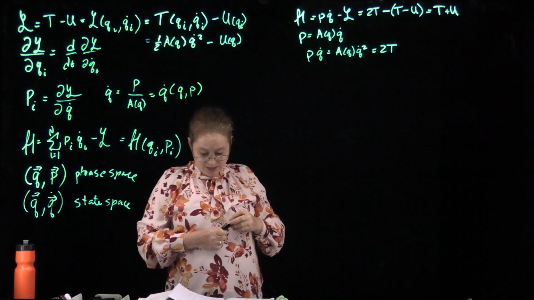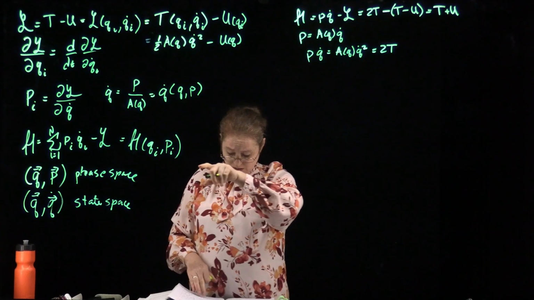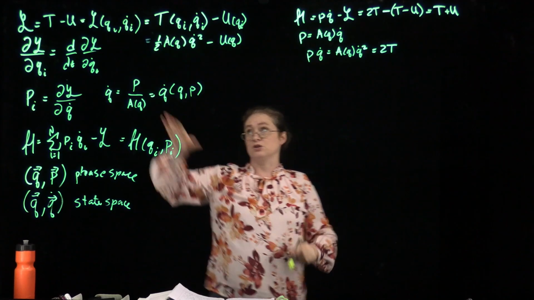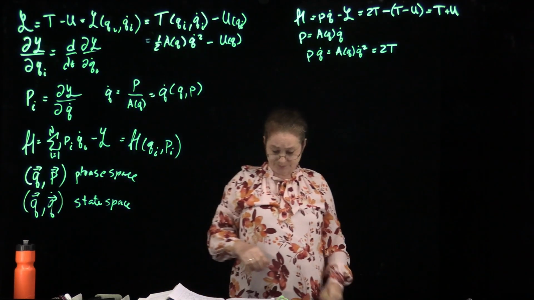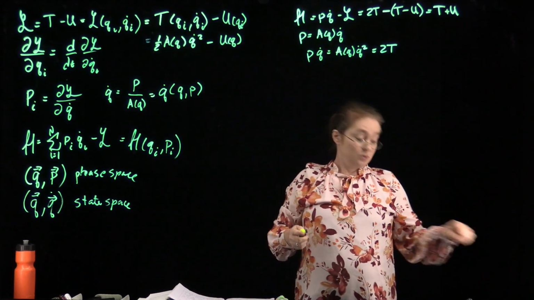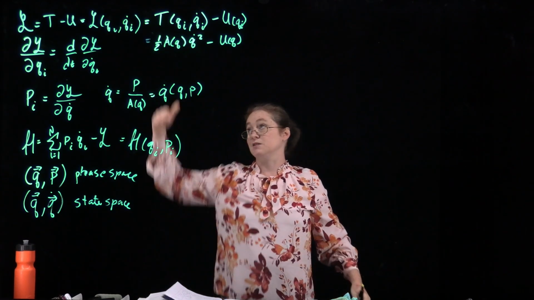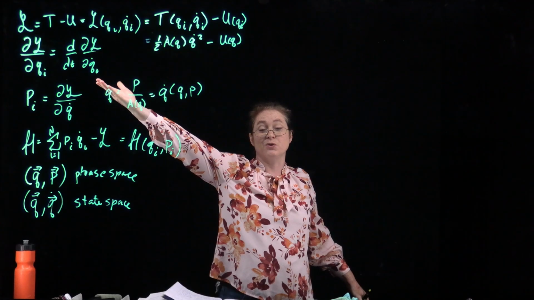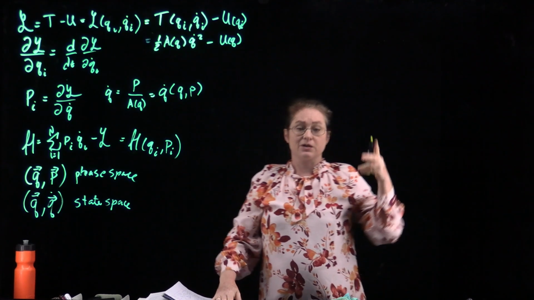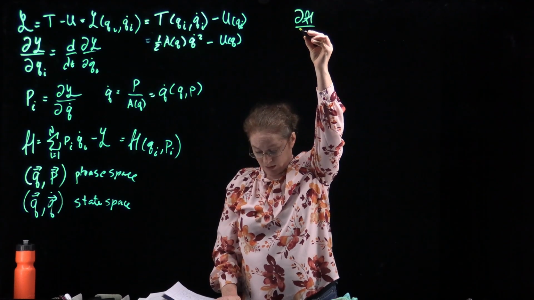So then we will explicitly get our Hamiltonian as a function of q and p and not as a function of q and q dot. All right, so we want to derive Hamilton's equations, and because our Lagrange's equations involve derivatives of the Lagrangian, let's start by taking the partial derivative of the Hamiltonian.